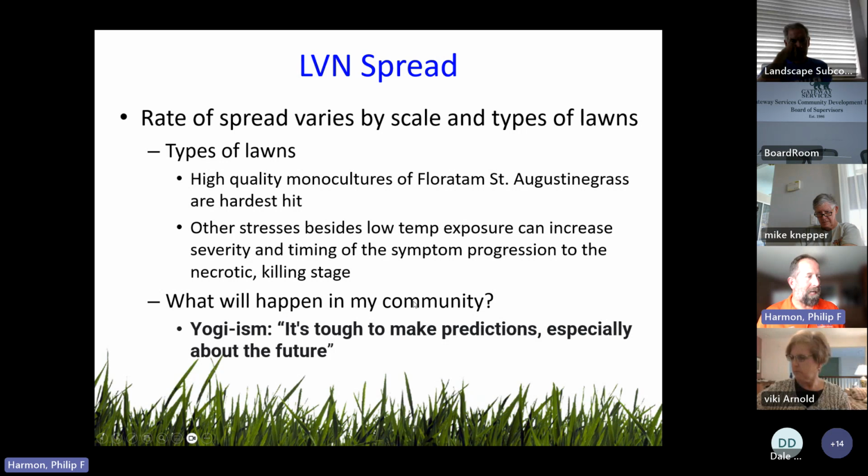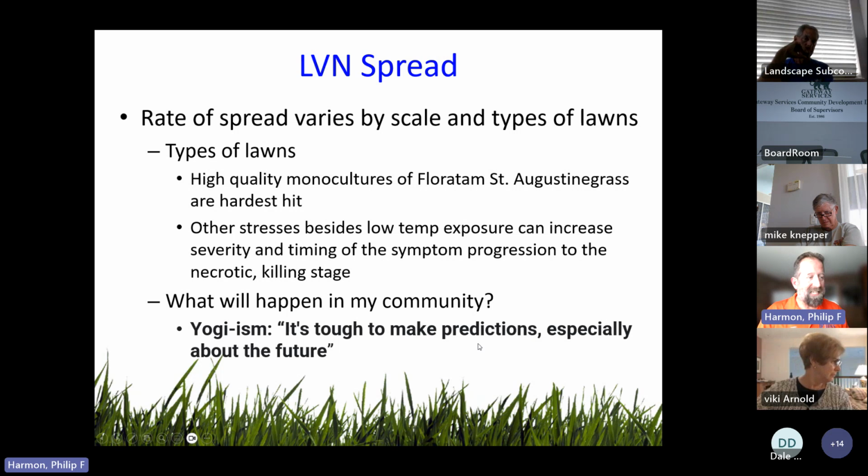So a lot of questions that I get from folks who are dealing with this is, what's going to happen in my community? How is this going to progress through? I have a couple neighbors with this disease. When's it going to kill my lawn, or is it going to kill my lawn? And Yogi Berra has some good ones. One of them that I like is, it's tough to make predictions, especially about the future.